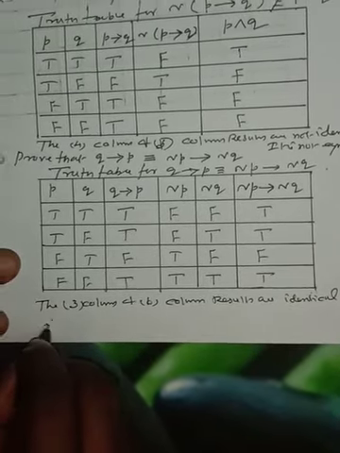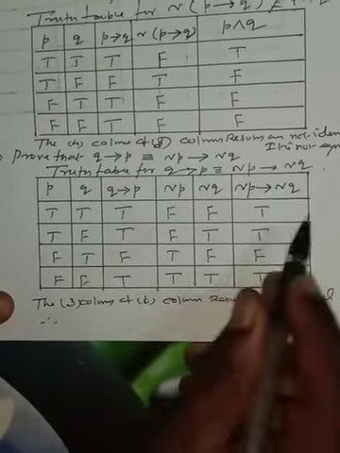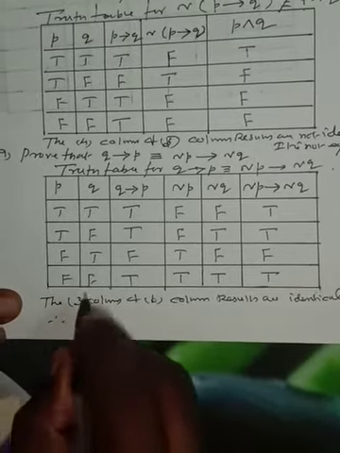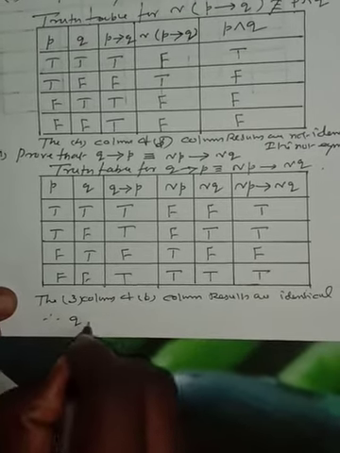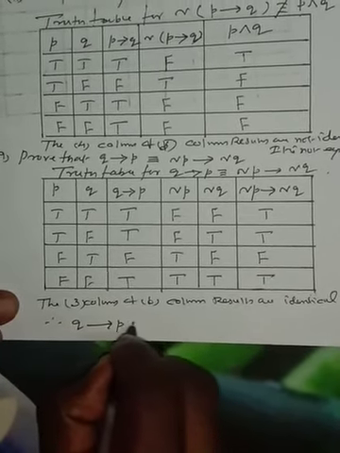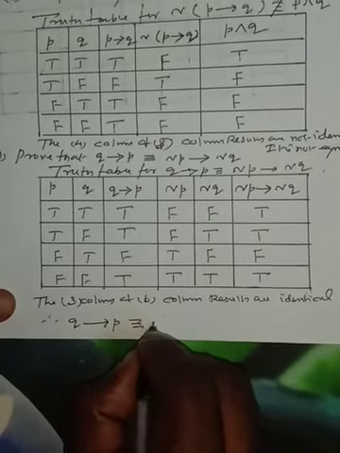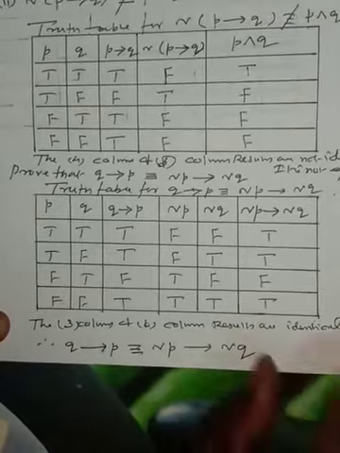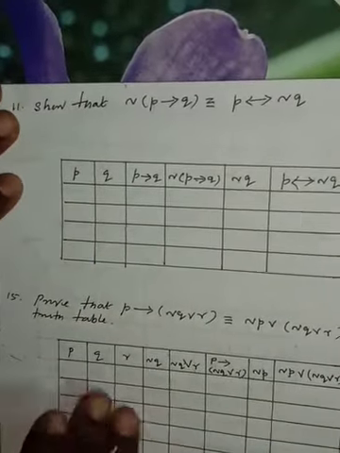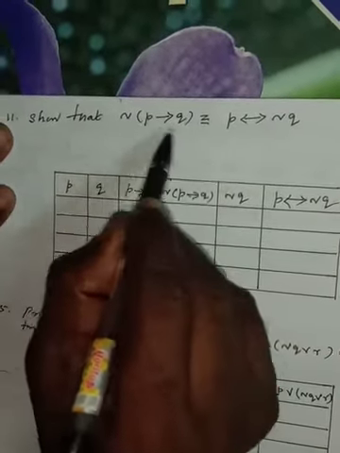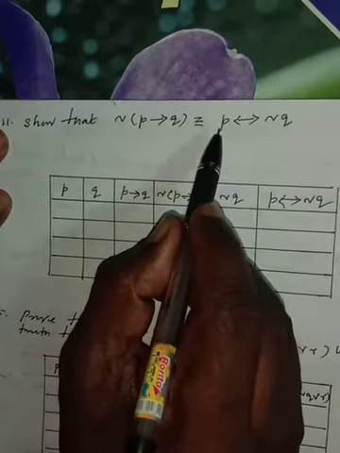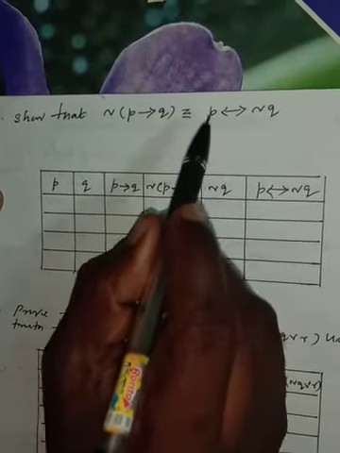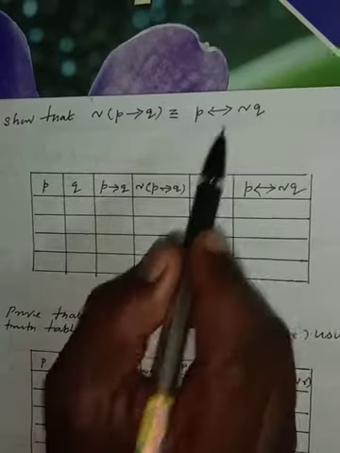Therefore, the given statement is equivalent. Therefore, Q implies P is equivalent to negation of P implies negation of Q. Then already done. So 11: show that negation of P implies Q is equivalent to P implies and implied by, or P if and only if negation of Q.